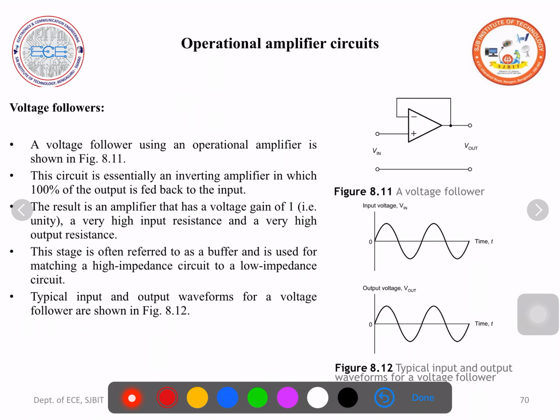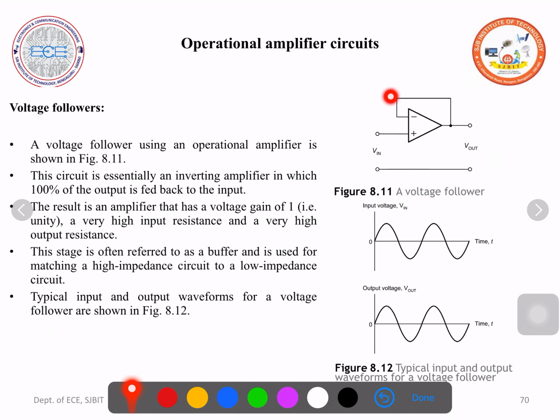Let us see the circuit. As usual, we will write the symbol, inverting terminal, non-inverting terminal. We apply the input to the non-inverting terminal because the output should follow the input. There should not be any phase difference. So we apply the input to the non-inverting terminal, always with respect to the ground. And here 100% of the output is fed back to the input. Usually in the previous circuits we have seen there was a feedback resistance, but in the voltage follower 100% of the output is fed back to the input.